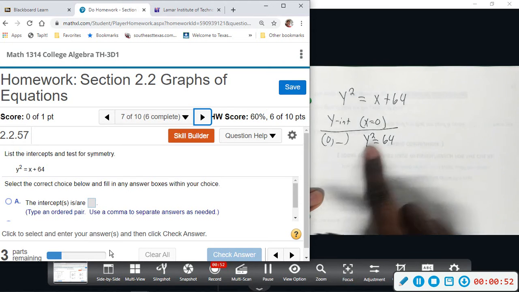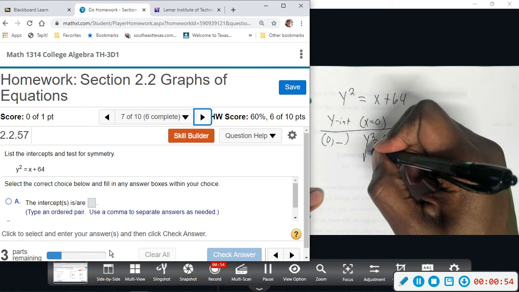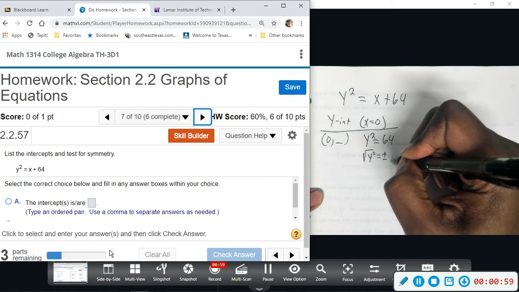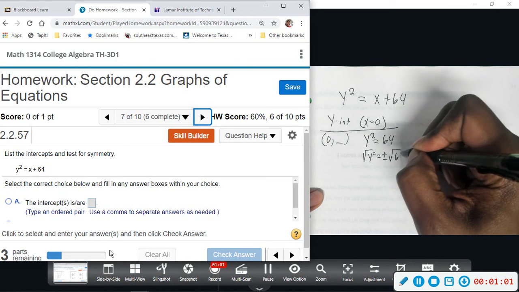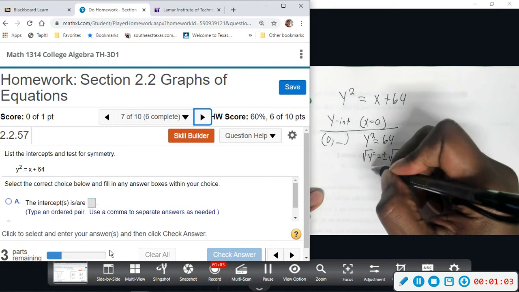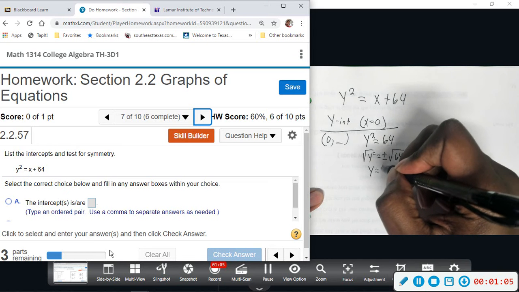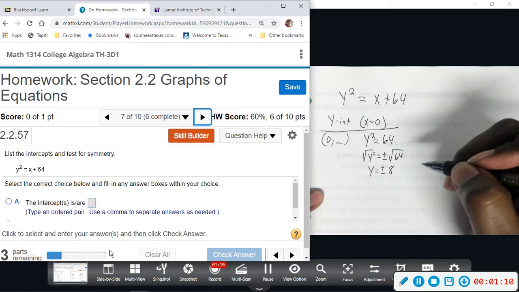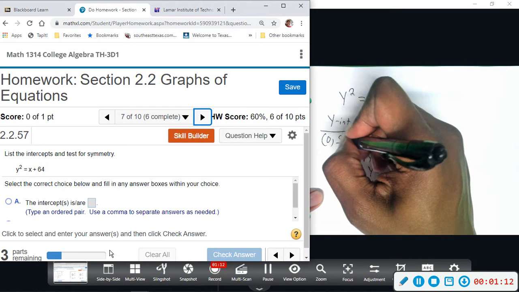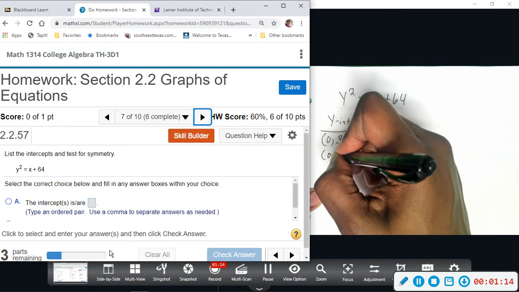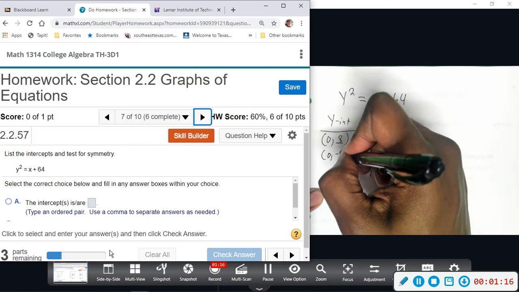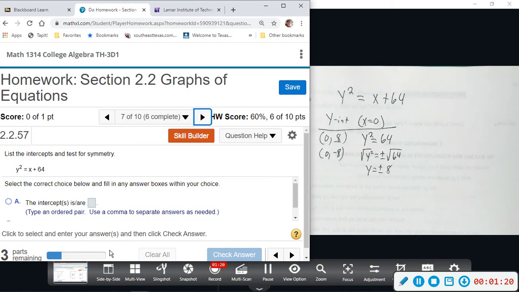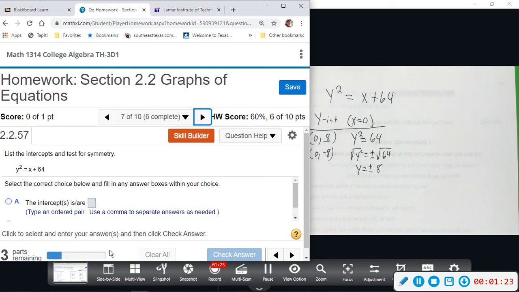And then when we solve this, we have to take the square root of both sides. When you take the square root of a number, remember positive or negative. And then that gives us y equals positive or negative 8. Okay, so we get two ordered pairs. We get 0, 8, and then we get 0, negative 8. So we get two y-intercepts. Okay. And then we're going to do x-intercepts.